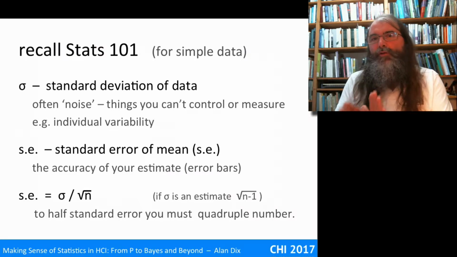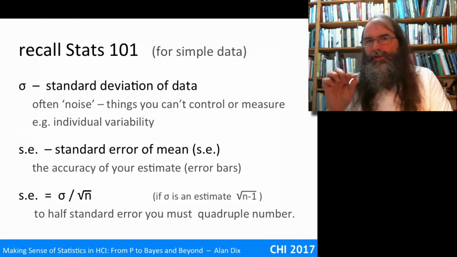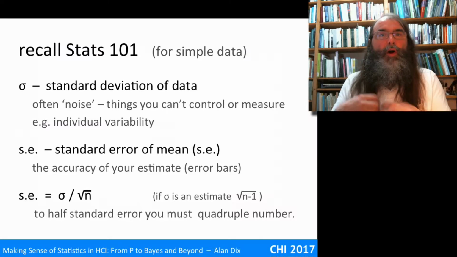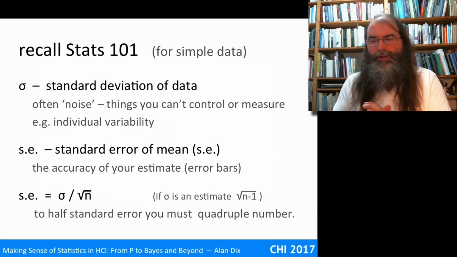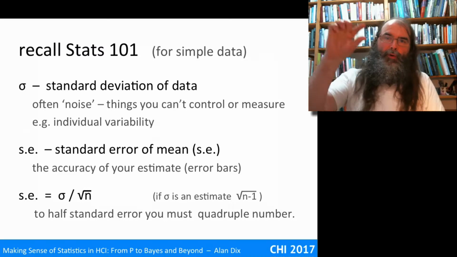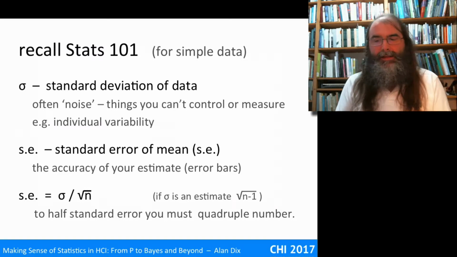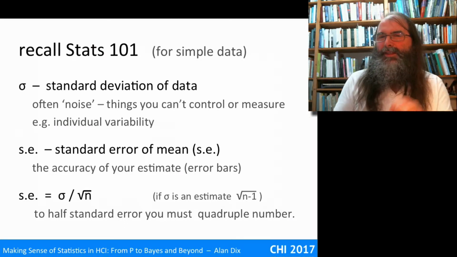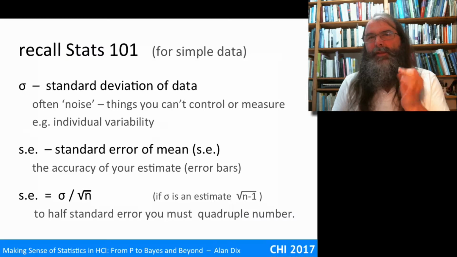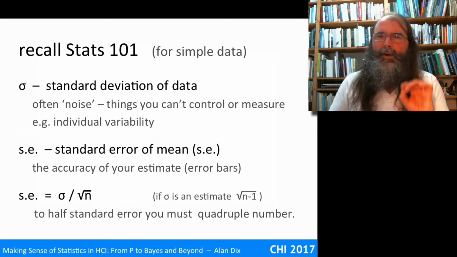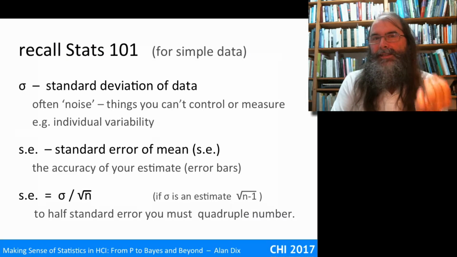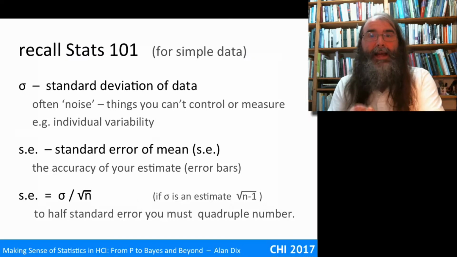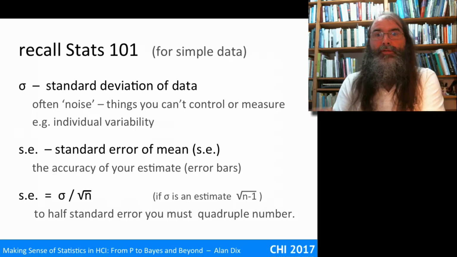And the standard error of the mean is how much that average varies. So it's your estimate of how accurate that average is. On a graph, you often put little error bars on, and that's representing the standard error of the mean. Now, you might remember that for a lot of distributions, the standard error of the mean is the standard error of a single observation divided by the square root of the number of things you've got.